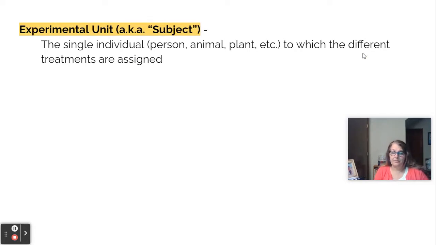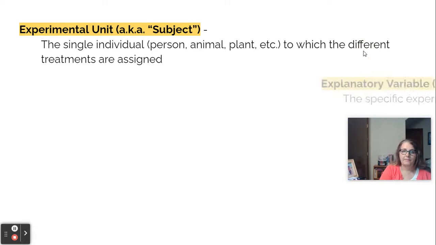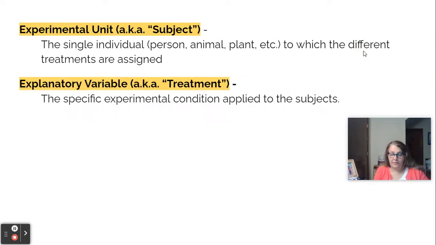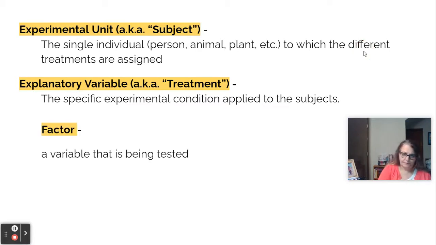All right, so this is some vocabulary that you need to know when you talk about an experimental design. The first thing you have is your experimental unit, also known as the subject. This subject is a single individual, person or animal or plant or whatever it is, to which the treatments are going to be assigned. Remember, we said experiments have treatments. Your explanatory variable is also often referred to as the treatment, the specific experimental condition that's going to be applied to that subject.